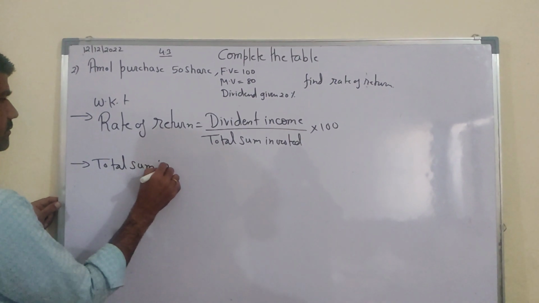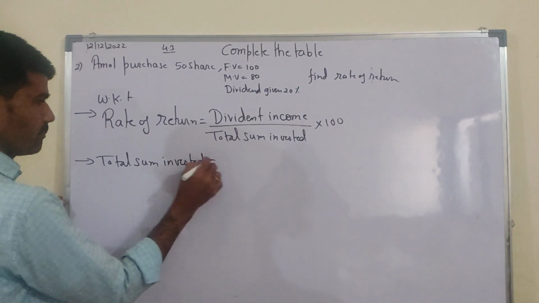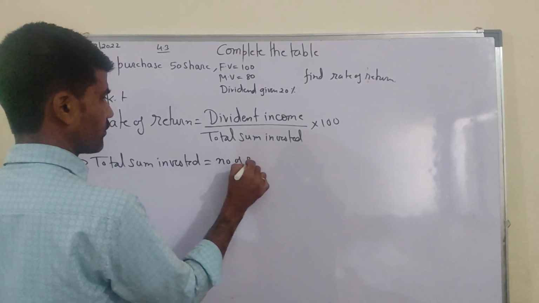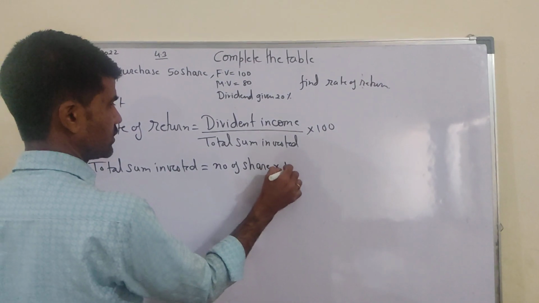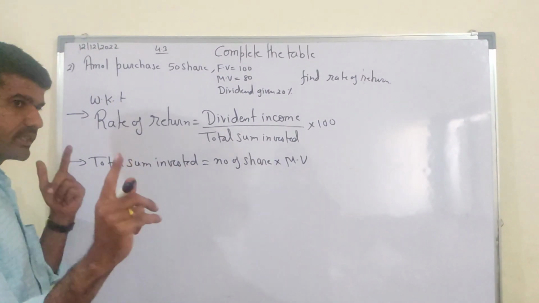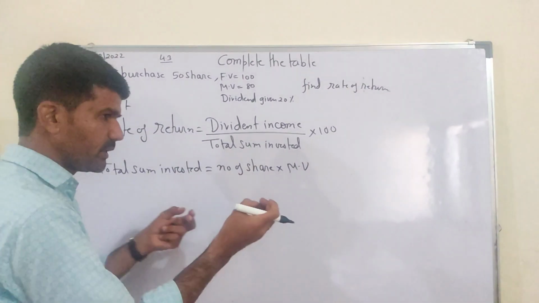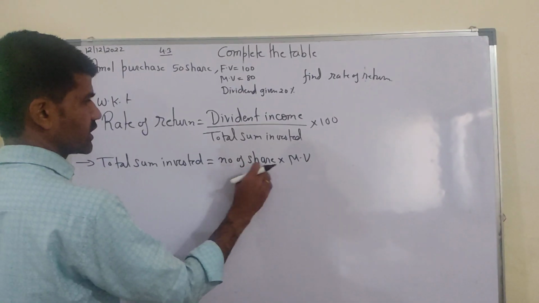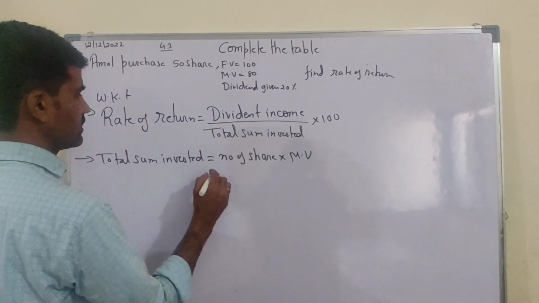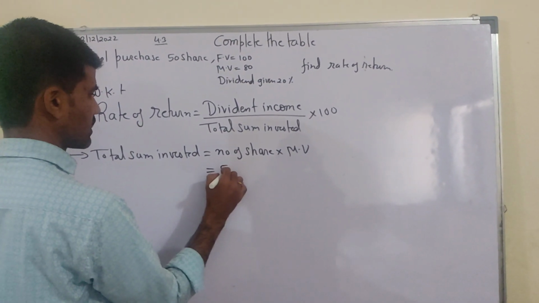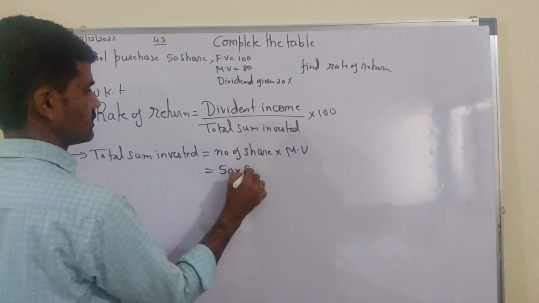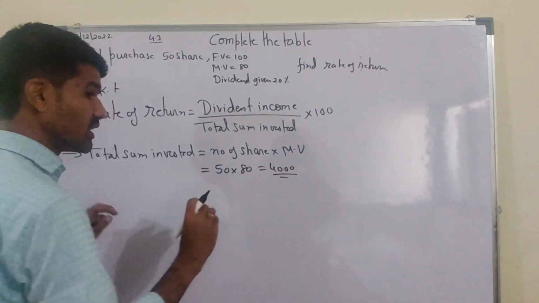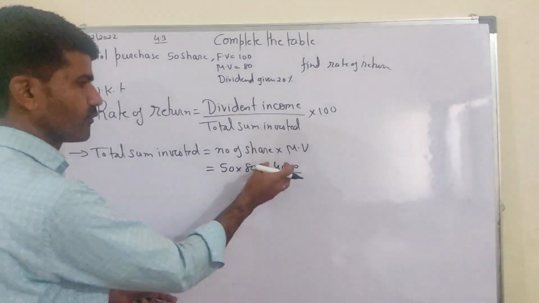Total sum invested by Amol equals number of shares into market value. Don't consider face value. Number of shares: how many shares did he purchase from the market? Number of shares into market value. Amol purchased 50 shares. The market value is 80. 8 5s are 40. So the total sum invested by Amol is 4,000.